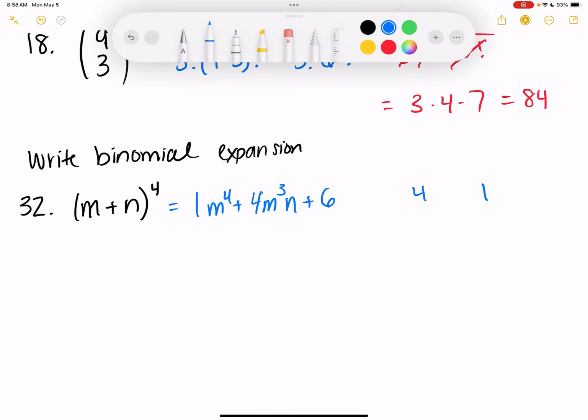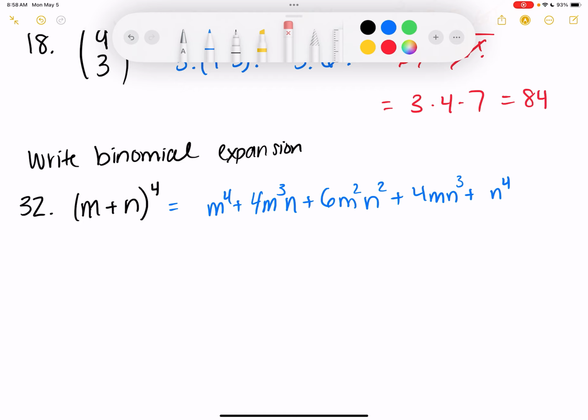6 m squared n squared, plus 4 m n cubed, plus 1, m is gone because it's raised to the 0 power, so then n to the fourth. And like I said, normally I remove the 1s just because you don't need them. If you have them, it's not wrong or anything. It's understood that there's a 1 there. So we have expanded that binomial.